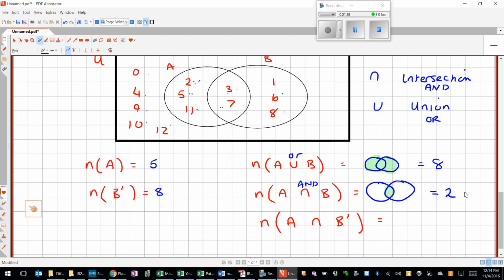So this one, again, the number of elements in A intersection not B. This is where the difficulty level moves up a little bit, but you just have to think logically, step by step. So what we're saying is, how many elements are in A and not in B? 3. Which part of the diagram would that be? Just those 3.